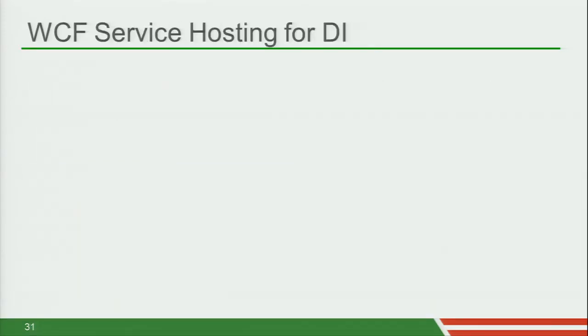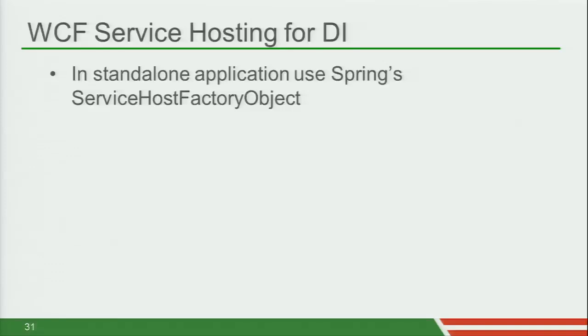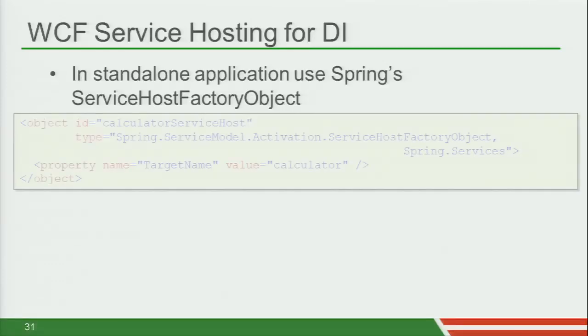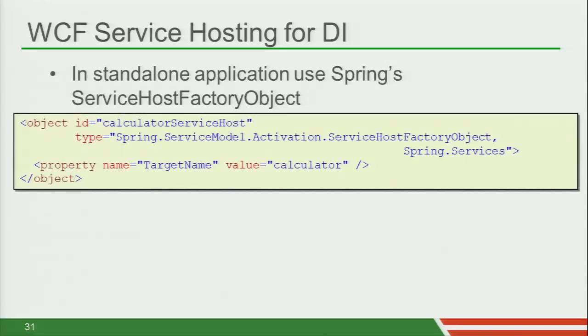And again, we can apply advice using standard approaches here. A couple of different ways to host this. There are two common scenarios for using Windows Communication Foundation. One is hosted in your own application, and the other is hosted in Internet Information Services. Slightly different approach to these. In standalone apps, we need to use something called Service Host Factory Object, which looks like this.